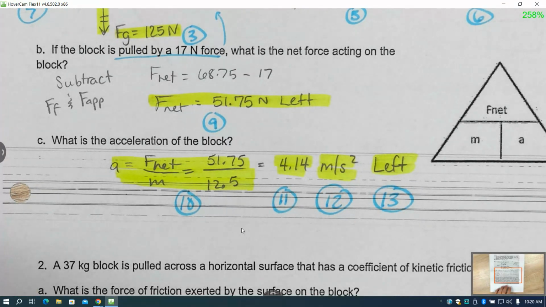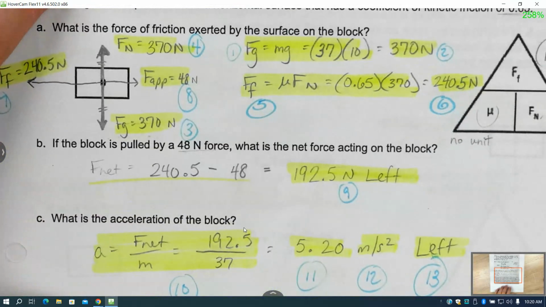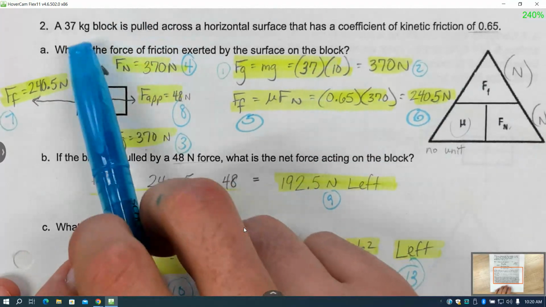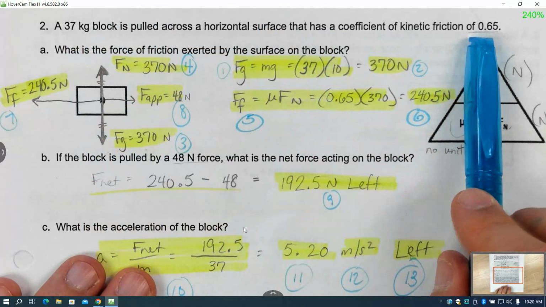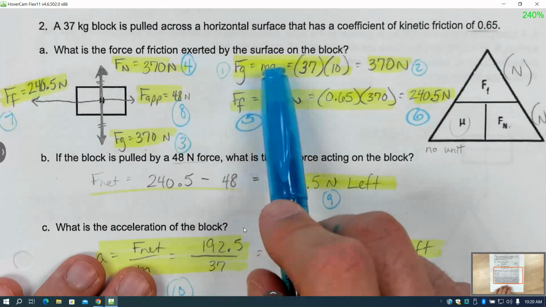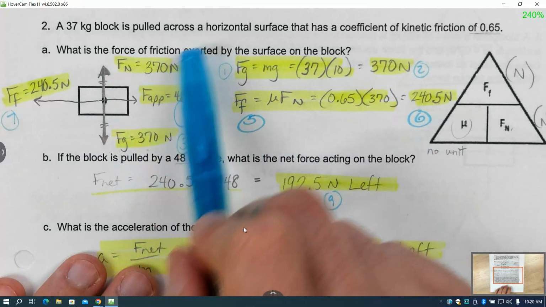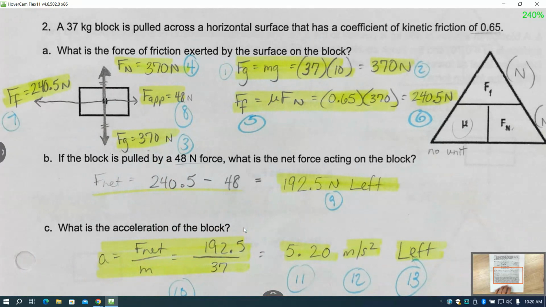All right. So the number 2 is done the same way. You have a 37 kilogram block. You have a coefficient of 0.65. So step 1, mass times gravity, get our weight. Draw in weight, draw in normal force. First 4 points, 100% the same.